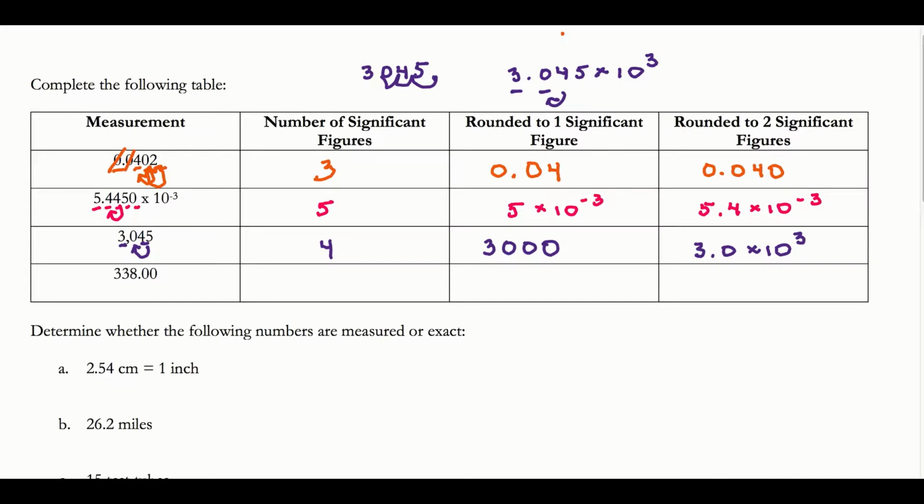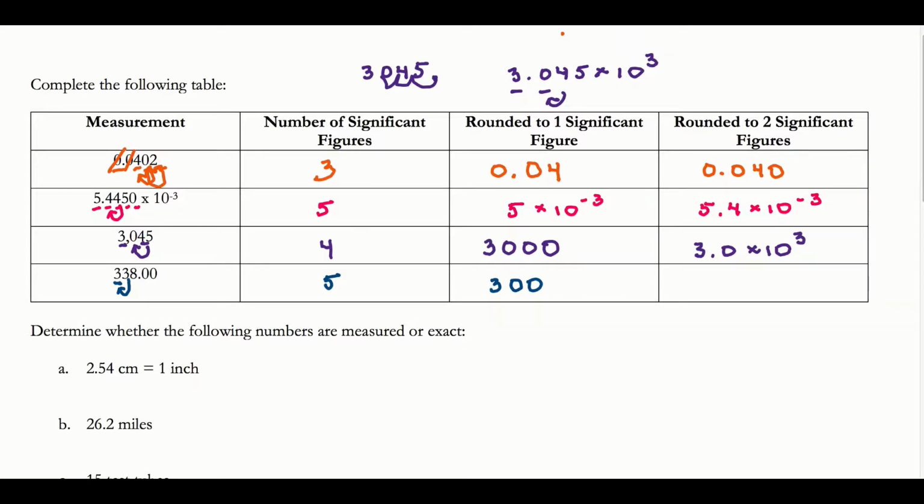338.00. Okay? Because I've got a decimal, I'm going to start counting from left to right. So I start counting on my leftmost number, which in this case is the 3. So I've got 1, 2, 3, 4, 5 sig figs. Remember, I count the zeros because I've already started counting. If I want to round this to 1 sig fig, I'm going to keep the 3 as it is because the number behind it is a 3, which is smaller than 5. So I'm going to write this as 300. Remember, you want your zeros because you want to keep it in the range of 300.